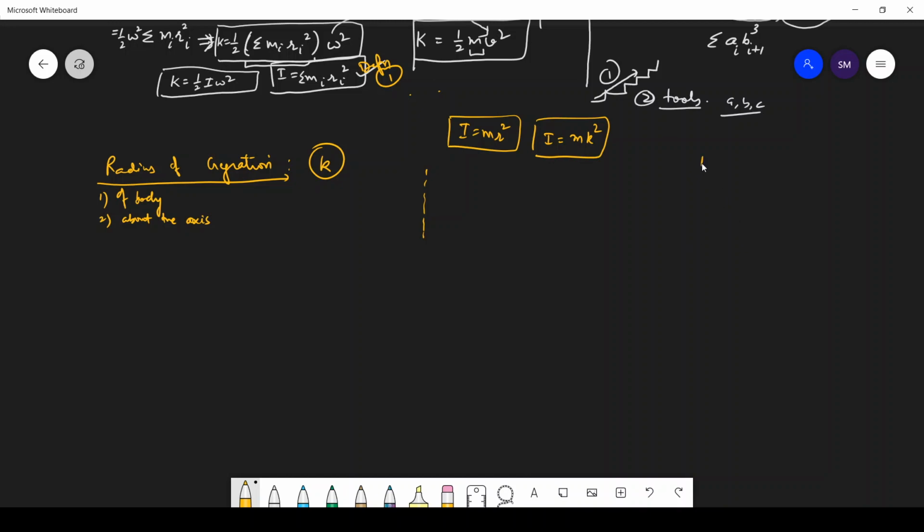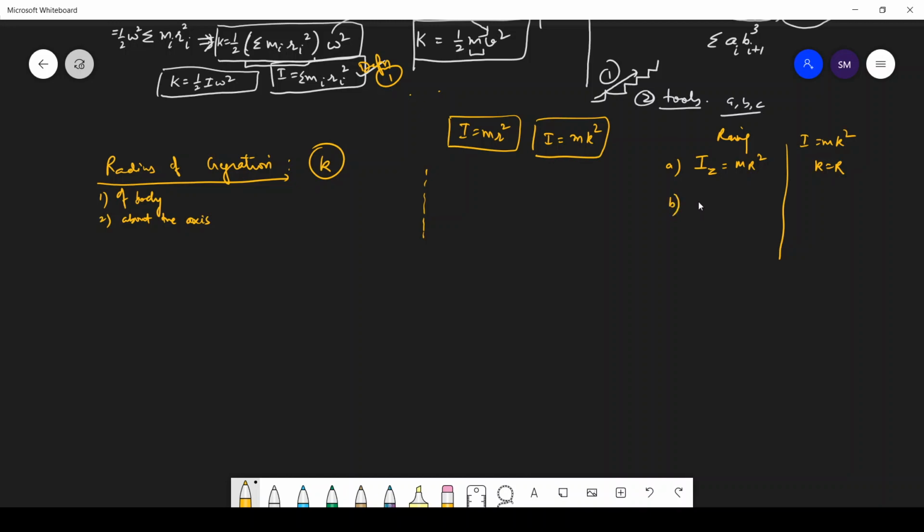See what was the I in case of a ring. We did 4 cases. Like in case A, I along the z-axis, that was mr square. So here this I you can write in terms of k, m. The standard form is I equals mk square. So what is k here? So k is equal to r.